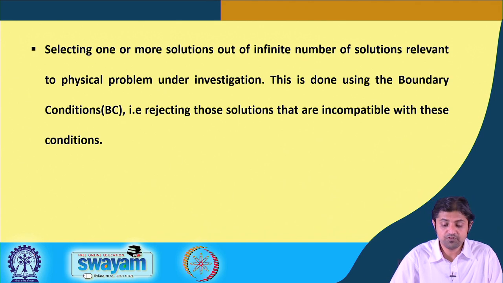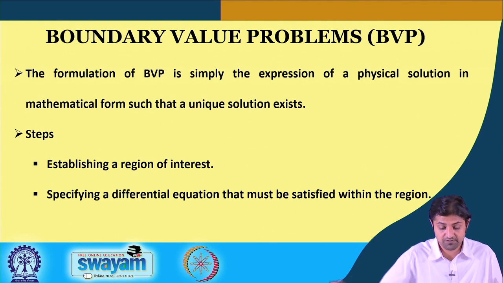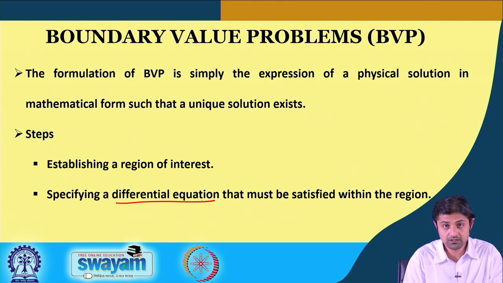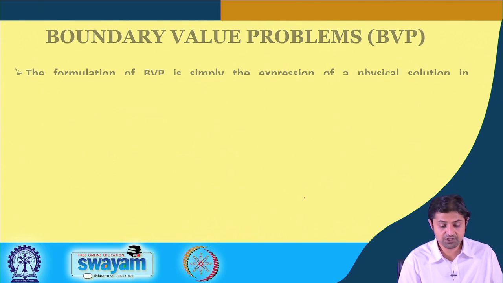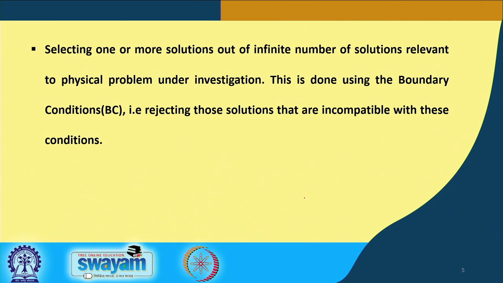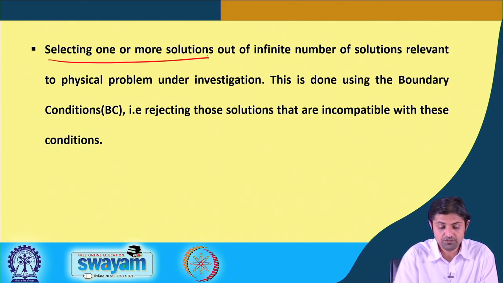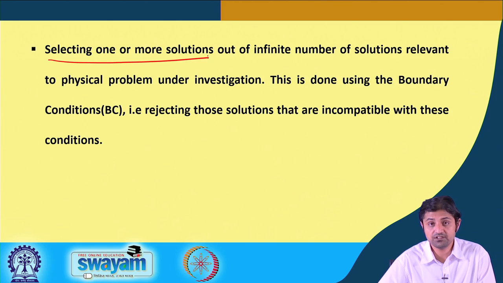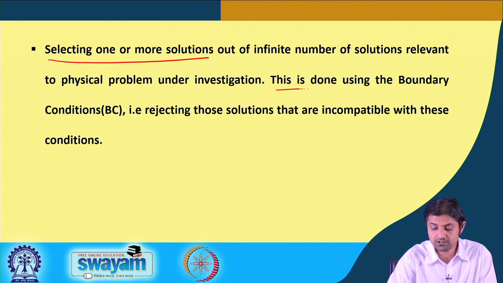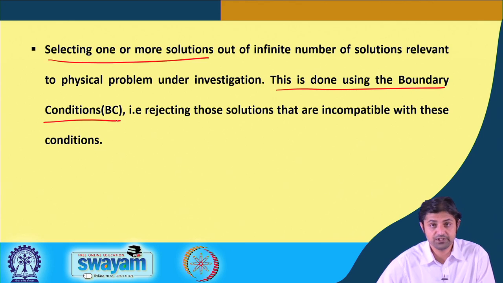Thirdly, we have to select one or more solutions out of an infinite number of solutions which are relevant to the physical problem under investigation. So, if we have specified a differential equation in the domain, then the solutions of that differential equation could be infinite, right? There could be many solutions, right? But we have to select only one or more solutions to the physical problem under investigation, and this is done using the boundary condition. This is exactly what I told you a couple of minutes ago.